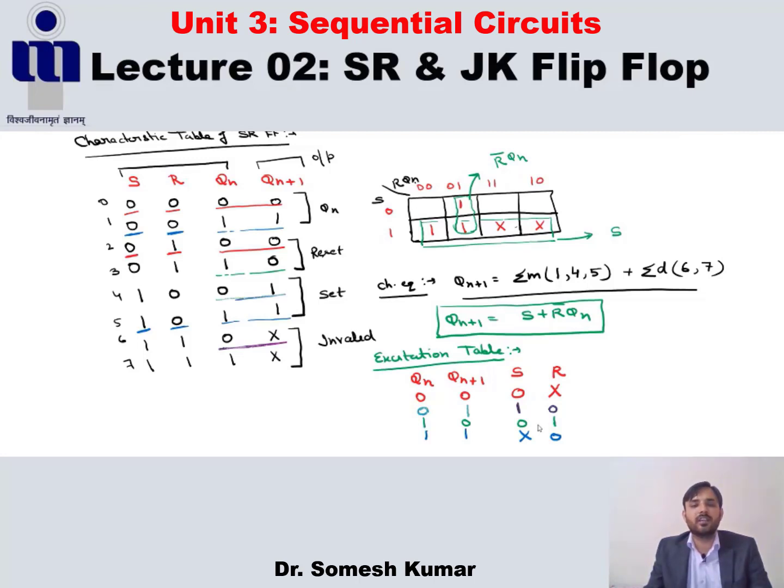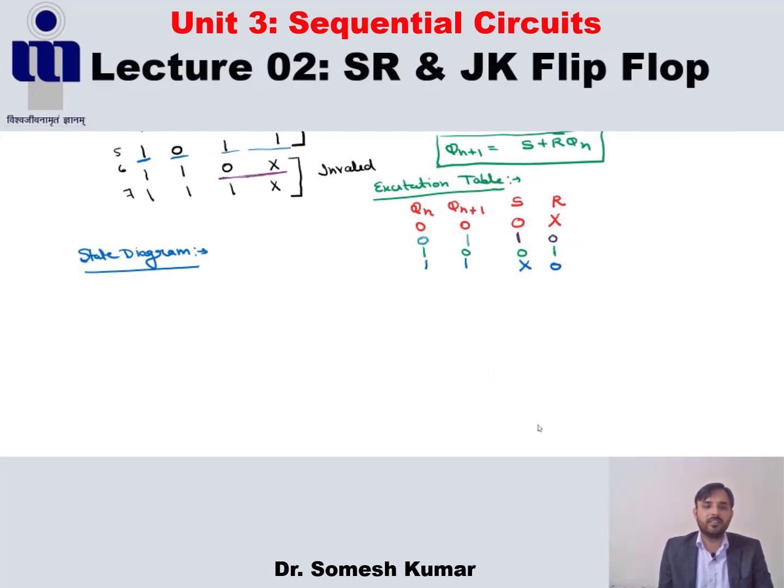This is the excitation table from the characteristic table. Fine. Here the inputs are Qn plus 1 and the outputs are S and R. So from this excitation table we can draw the state diagram or the state transition diagram. Basically the state transition diagram is a representation of the states, or the whole working of the flip-flop is defined with the help of the state transition diagram. You know that in the flip-flops there are two possible states, 0 and 1, and how these states are changing as per the inputs.